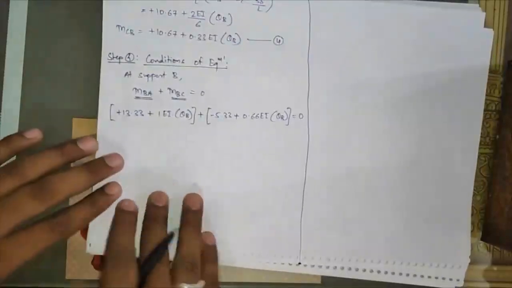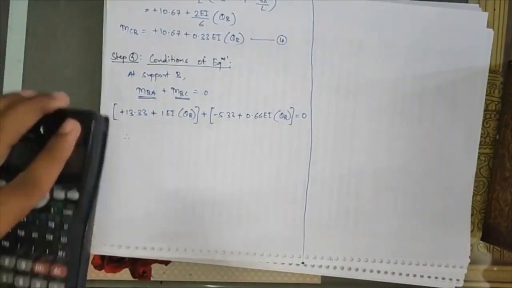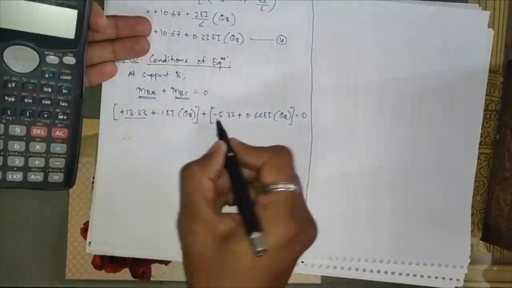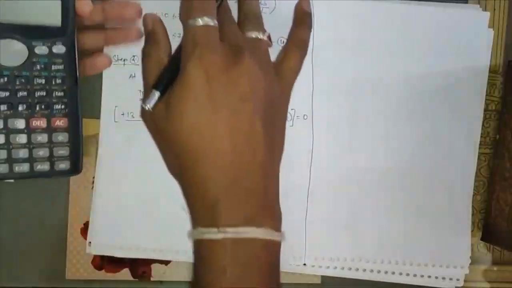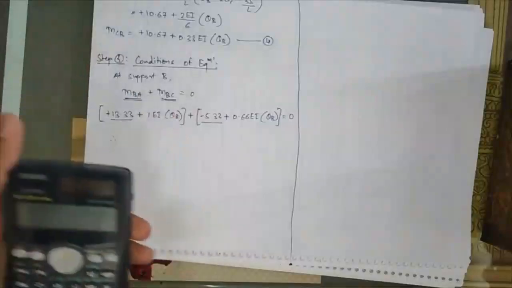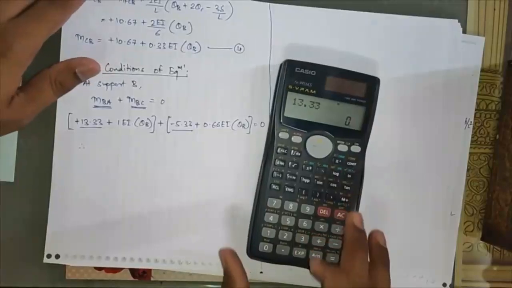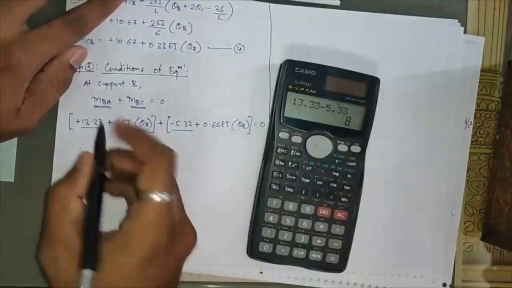So if you solve these two equations, what will we get? We'll solve this equation first. Here, these are your constant terms, plus 13.33 and minus 5.33, that I can directly combine. So how much will I get? 13.33 minus 5.33, so I'll get 8.